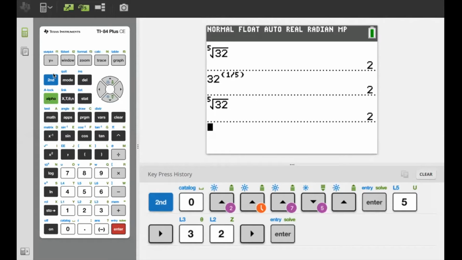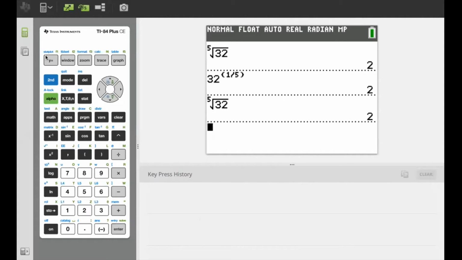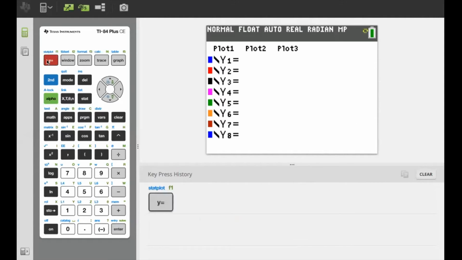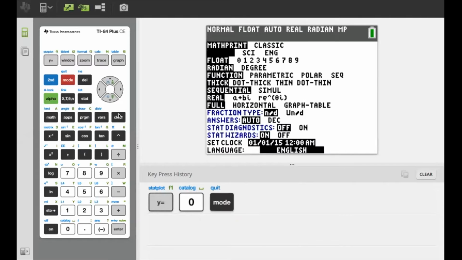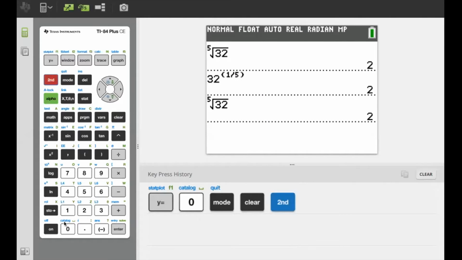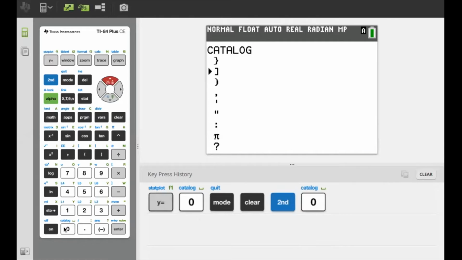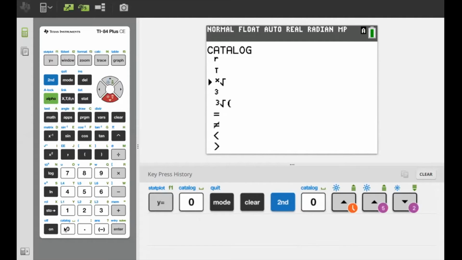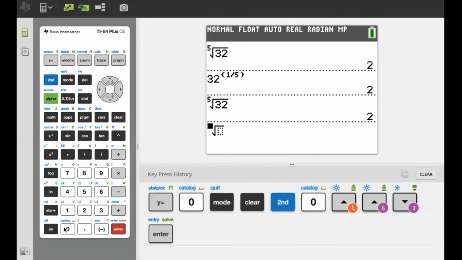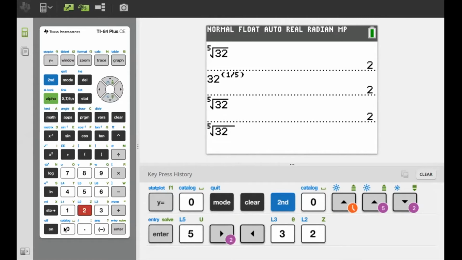If you're knocking this out on a calculator, or maybe you have problems that are a little bit more challenging, we'll take a look at how we can get those radicals on our calculator. So if we hit second, let's hit second, catalog. We're going to hit up a bunch until we hit this right here. We're taking the 5th root of 32. So 32 goes inside. Boom.